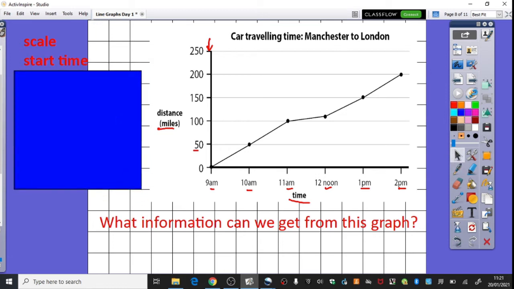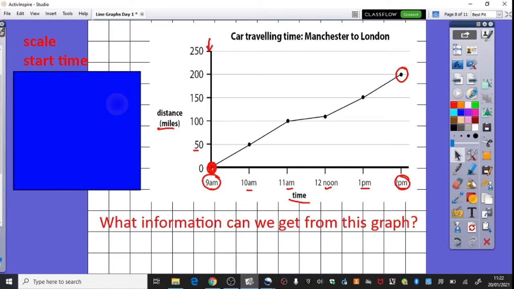The start time: if someone said to me, what time did they start this journey? Well, before they've travelled any miles, they must have started at this point. They wouldn't have started 50 miles in. So what time did they start the journey? Well, that would have been at 9 AM. We could then look at when the journey finished. Well, from what we can see from our data, I'm thinking about 200 miles. We can see here that they finished their journey at 2 PM. There's no more data that we can see at the moment.